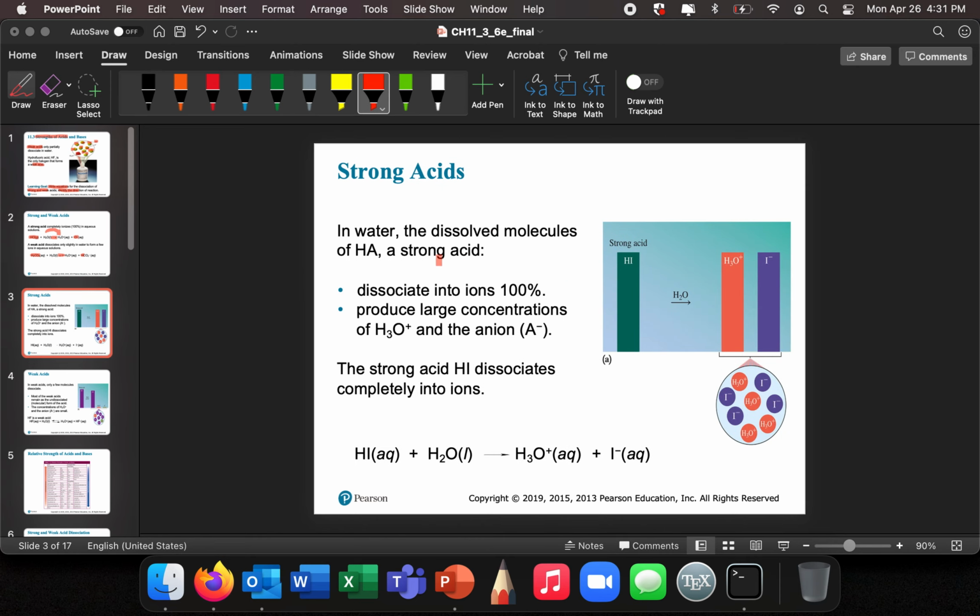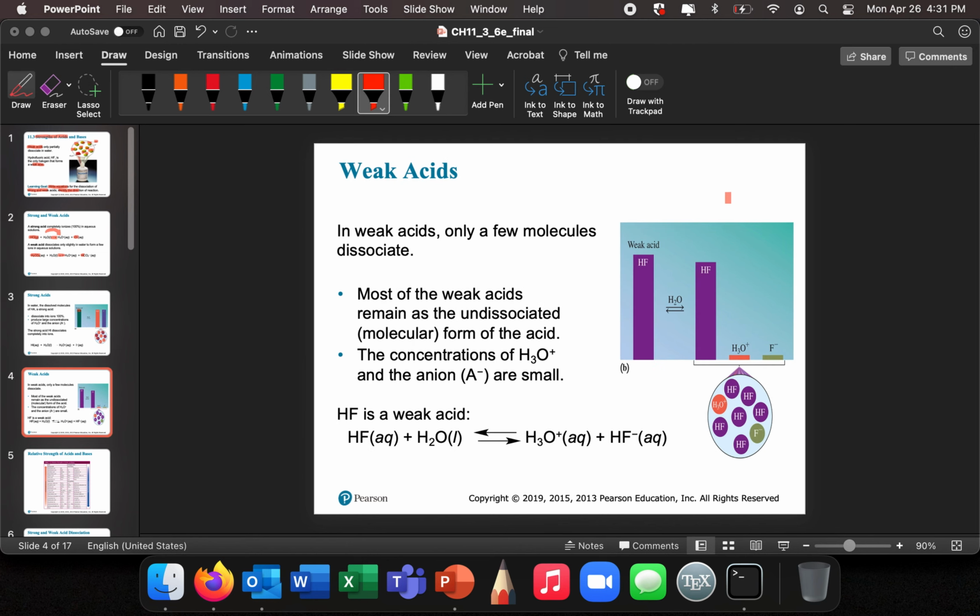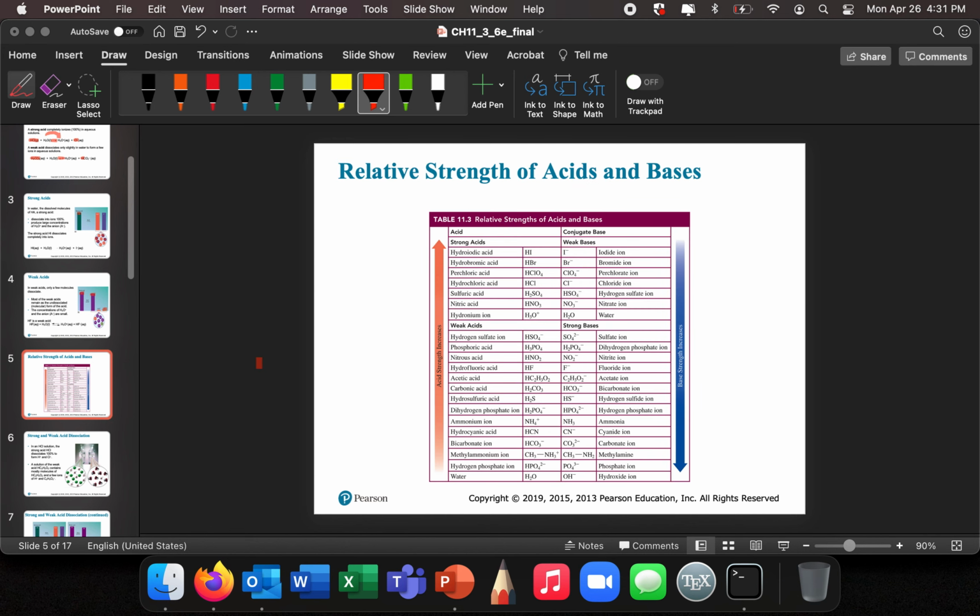Another way to look at that is a bar graph of a strong acid, HI. Hydroiodic acid is a strong acid, and 100% of the HI is dissociated. We don't see any HI left at the end of the reaction. None of it. However, a weak acid, that is not the case. With hydrofluoric acid, if we go back and forth, it turns out a lot of the HF stays as HF. It doesn't react. Only some of it donates its protons. And that's the difference between a strong acid and a weak acid.